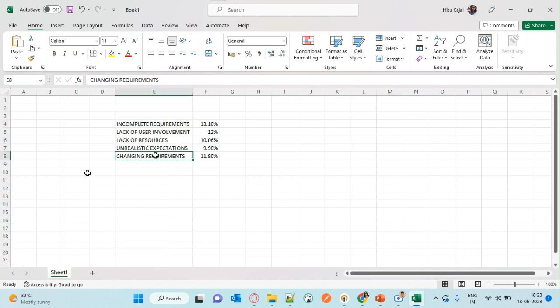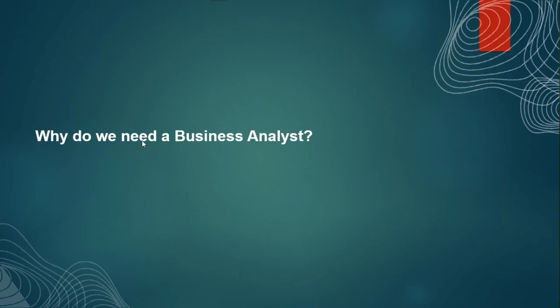So to manage this, what came into the picture was the business analyst role. We wanted someone who can be a bridge for all these kinds of problems. So that is why we had the role of the business analyst.